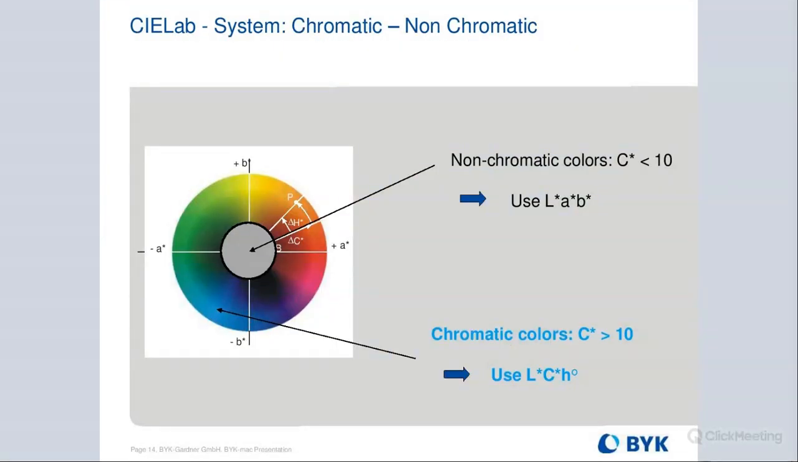And just to reiterate again, when you have non-chromatic colors, so anything with a chroma less than 10, it's recommended to use the LAB system because it's more accurate to how our eyes see. But when we have chromatic colors, so anything greater than 10 values, it's recommended to use the LCH system because it can more accurately depict where you are in color space.